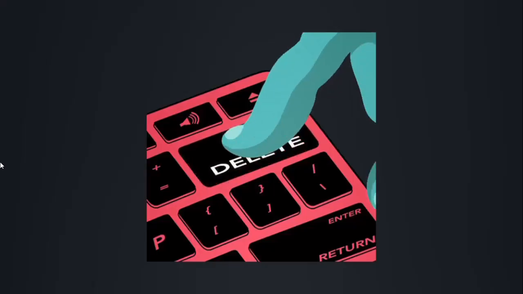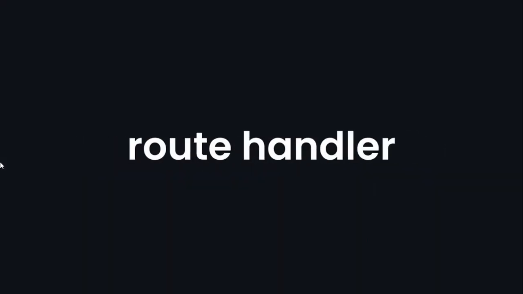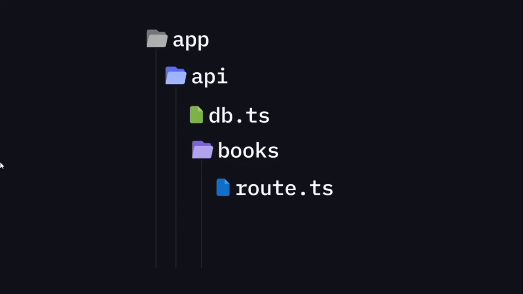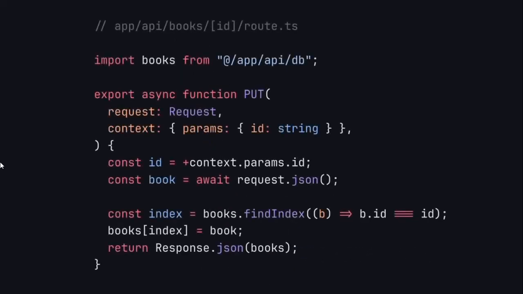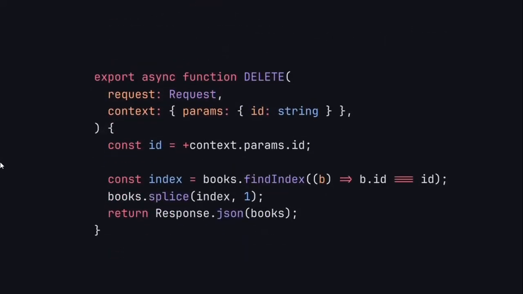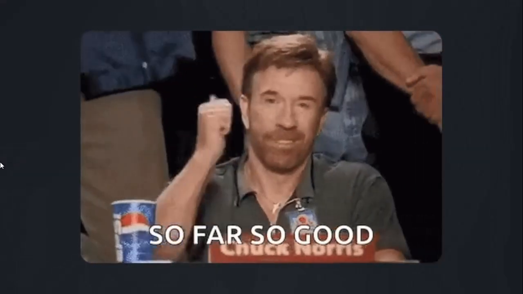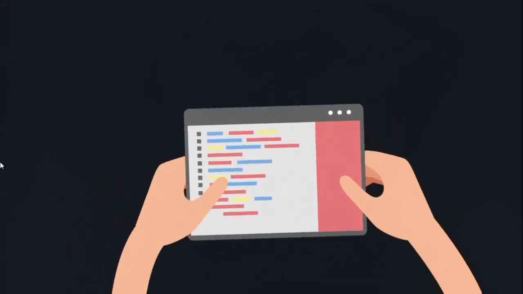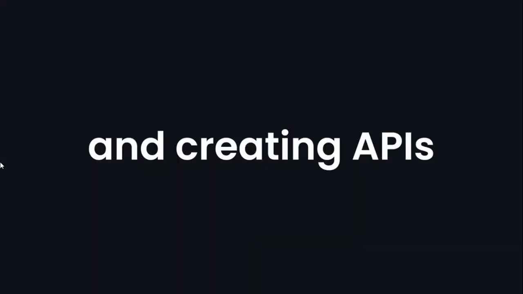For the DELETE and PUT, you'll have to create dynamic route handlers. And you already know how to do that. app/api/books and then dynamic square brackets id, /route.ts. And inside of it, you can export async function PUT for the update request and then export async function DELETE for the delete request. And then you can add the logic. So far, this feels good. Similar to what we did with UI routes, but this time for writing server code and creating APIs.